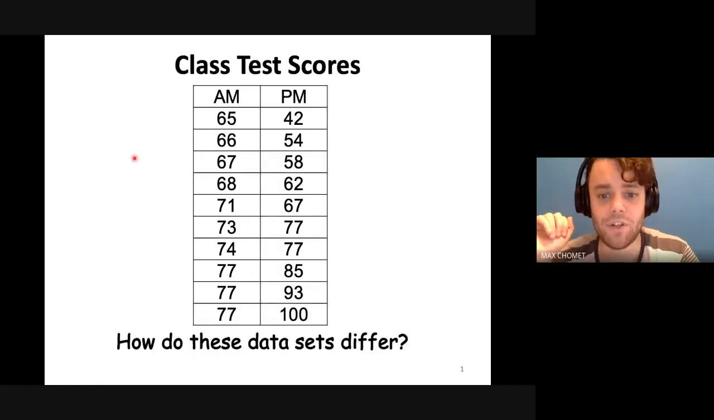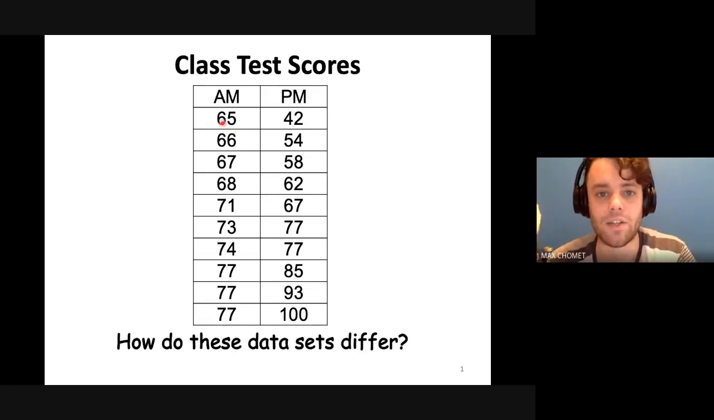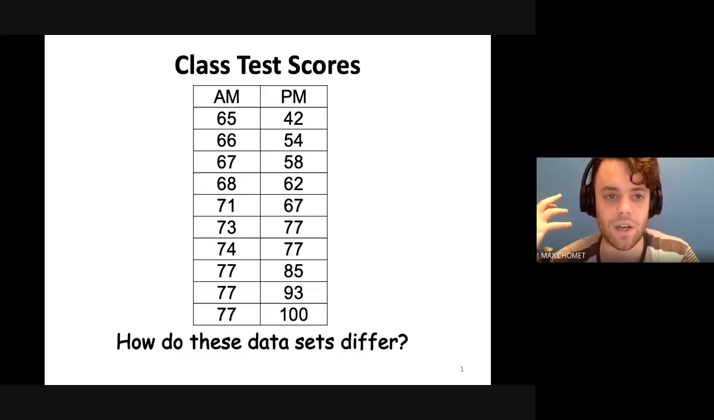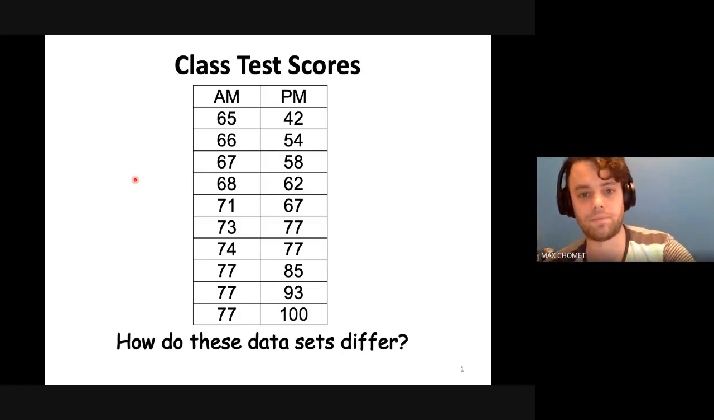So imagine that I have two classes, and I gave them both the same test. Let's say this is my AP Bio class. I've got two sections, a morning section and an afternoon section, and I gave them both the same test. I look at these two sets of test scores, and to me, they look kind of different from each other. My question to you is, if we were to describe the difference between these two results, how would you describe them?